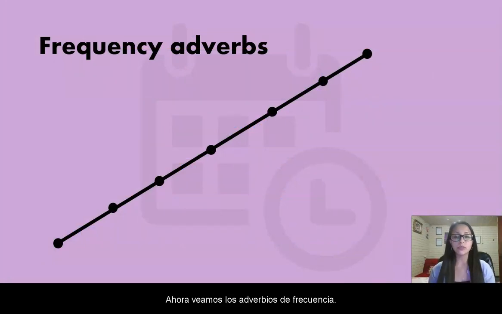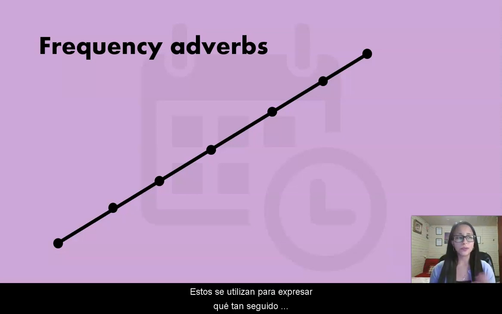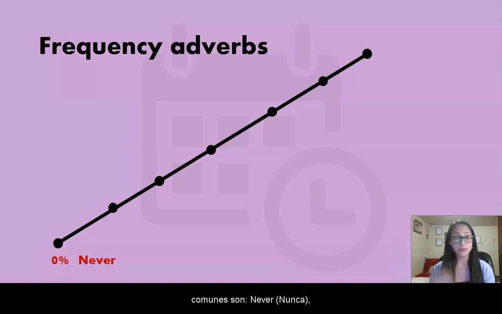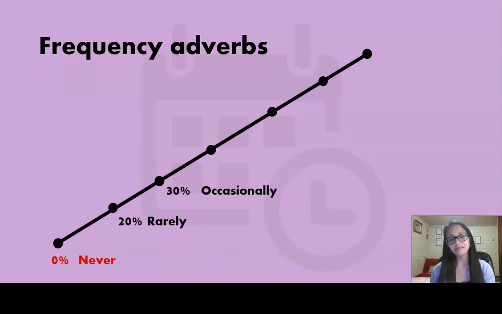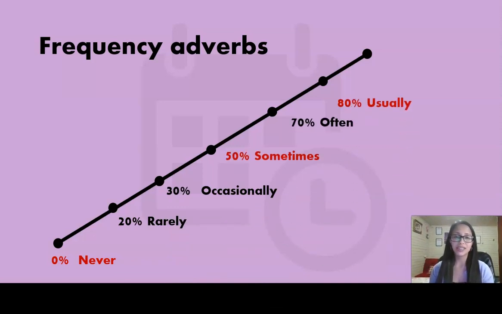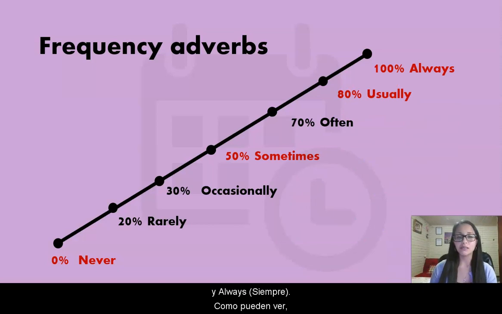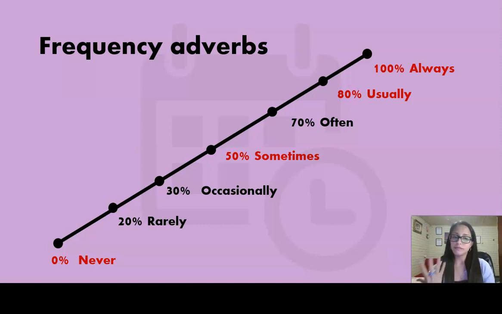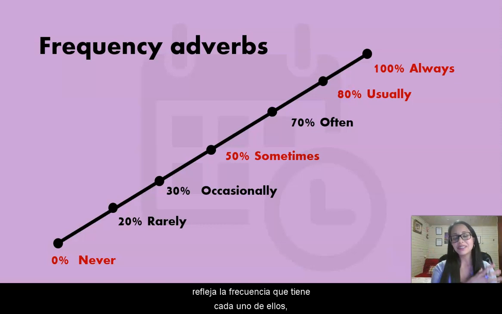Now let's move on to frequency adverbs. These are used to express how often or to talk about the frequency in which something happens. And some of the most common that we have are never, rarely, occasionally, sometimes, often, usually, and always. And as you can see, there is a percentage next to each of them, and this percentage reflects the frequency that each of them has.